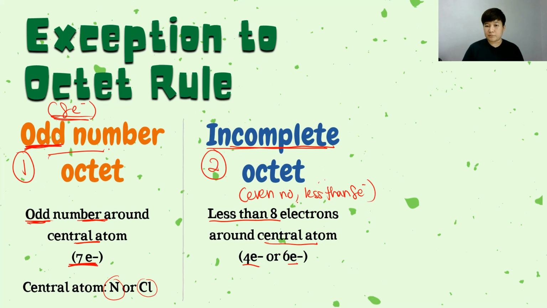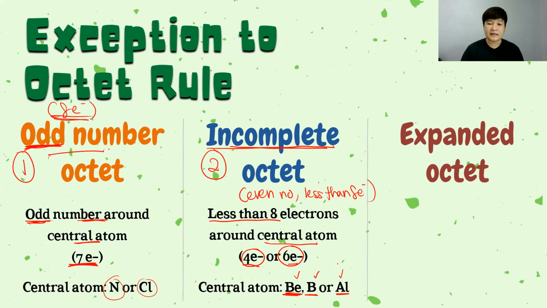So, it must be an even number and less than 8 electrons, and normally it will be either 4 or 6. This incomplete octet might happen to compounds where the central atom is beryllium, boron, or aluminium. Bear that in mind. Not every time there will be an incomplete octet, but there can be an incomplete octet if the central atom is beryllium, boron, or aluminium. We have a lot more incomplete octets, but what I'm telling you are those in your syllabus only.